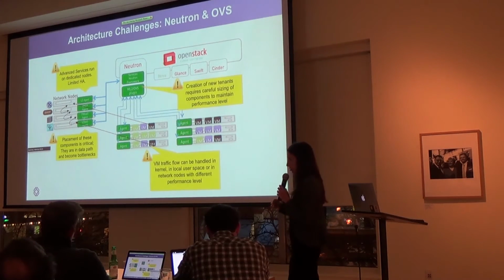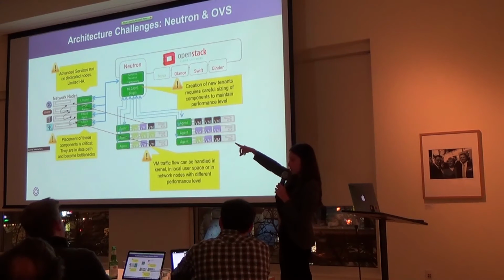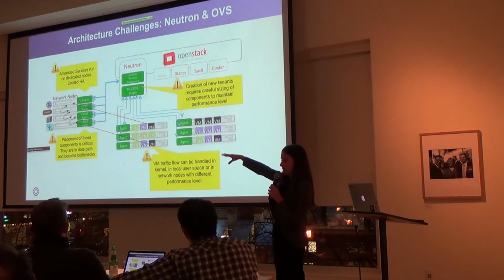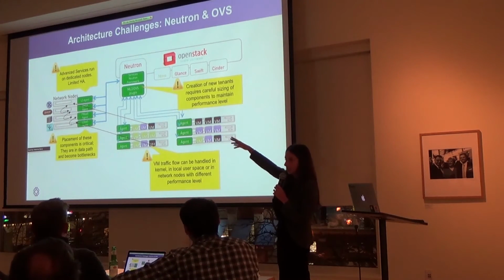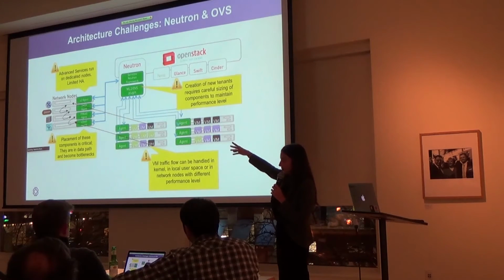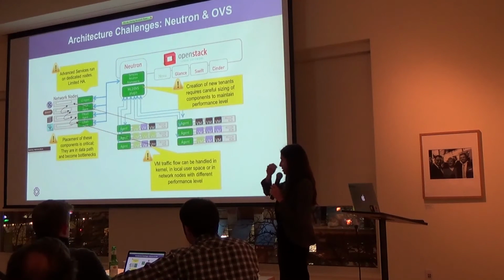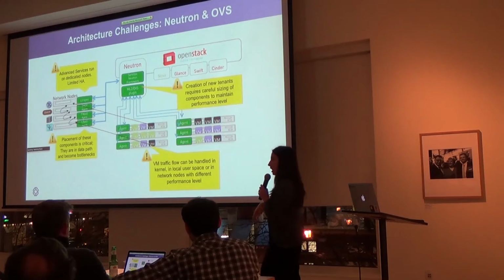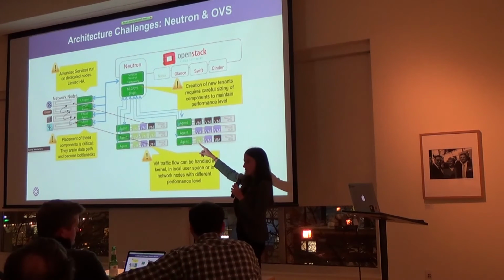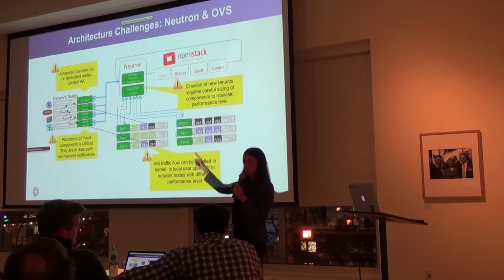So this is showing when you use network nodes, you have some servers that are dedicated to running layer 3 services or firewall services or load balancing services. And so what that means is that every time a VM needs to access those services, the traffic will be funneled over to those network nodes.